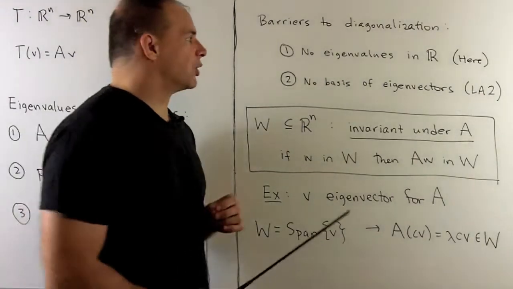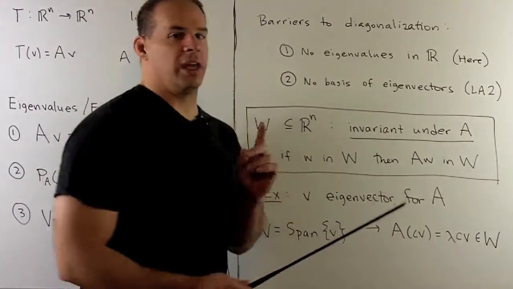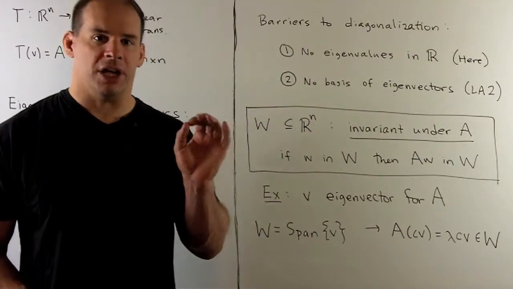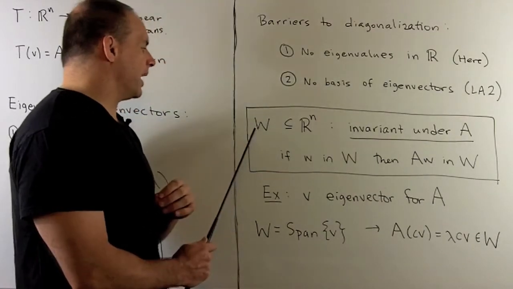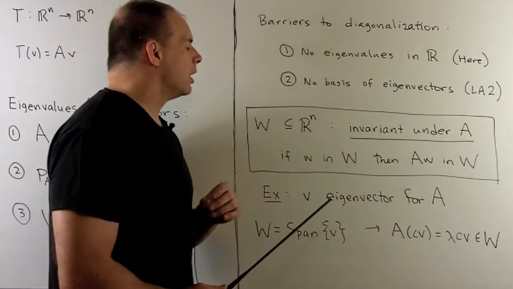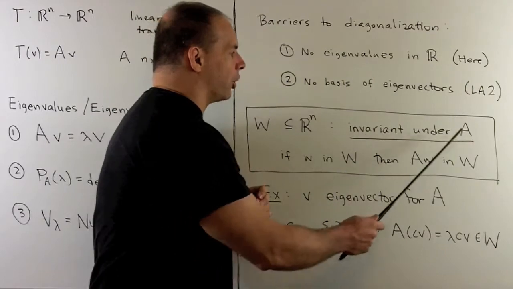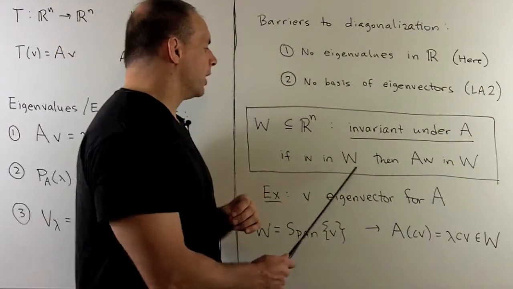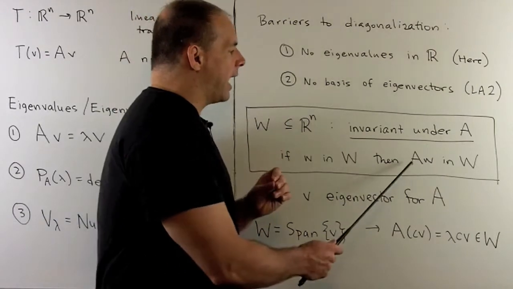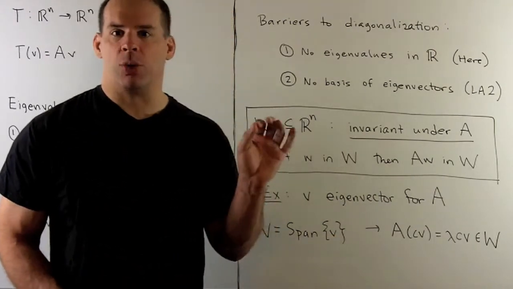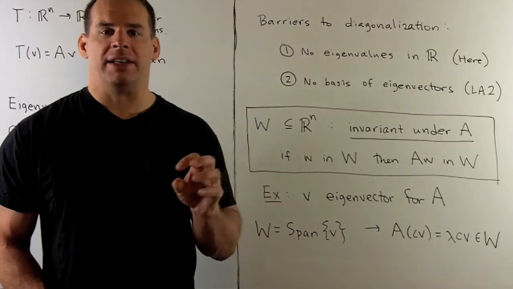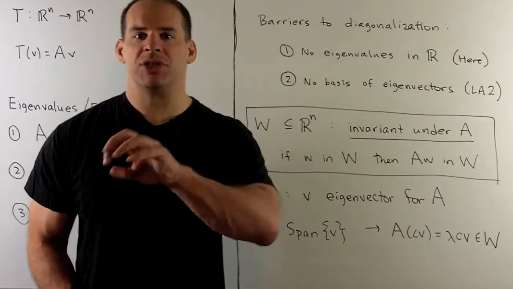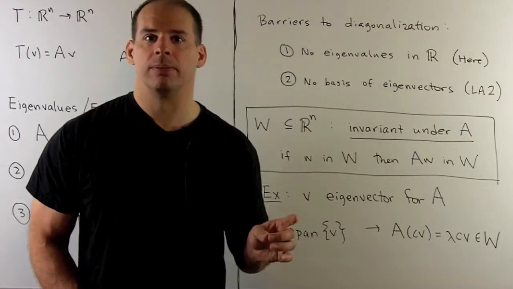Now, the answer to both of these is going to hinge on invariant subspaces. So, definition: suppose I have a subspace W in Rn. I'll call it invariant under A if, whenever I have a vector w in our subspace, A times w goes back into our subspace. So the idea here is W is a subspace, and if we hit it with A, it just maps back into itself.